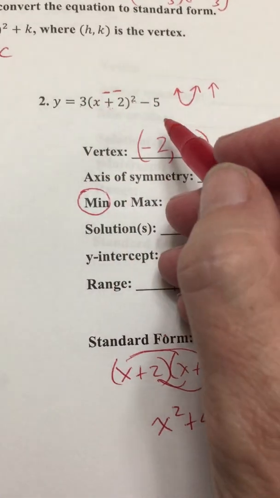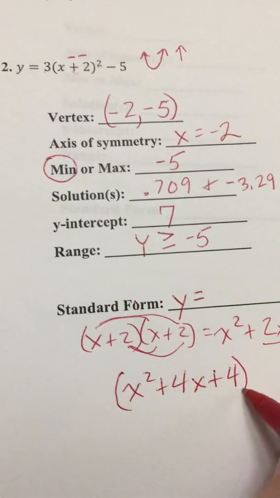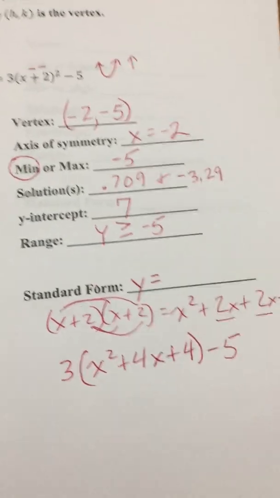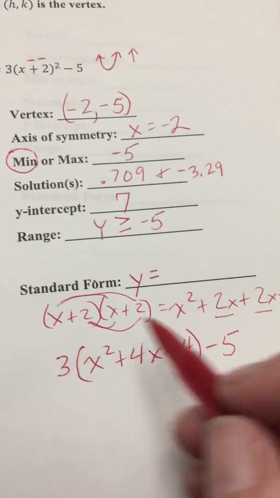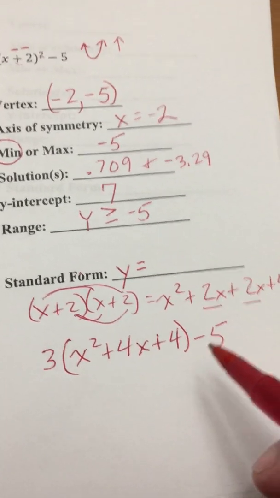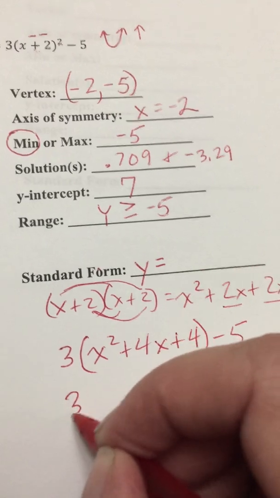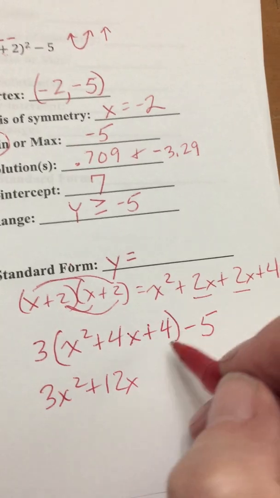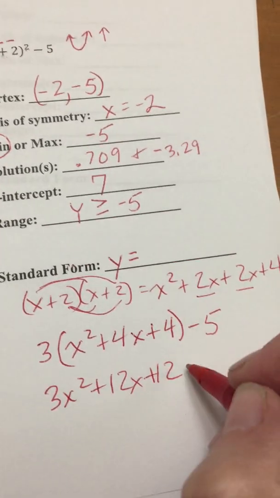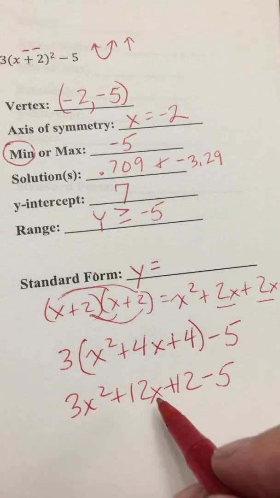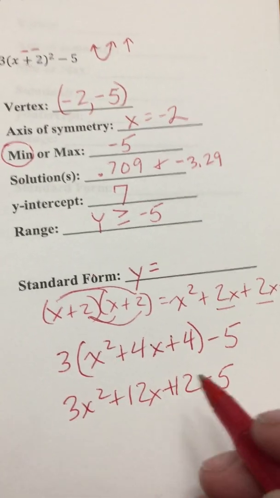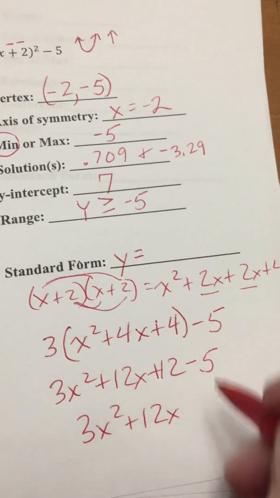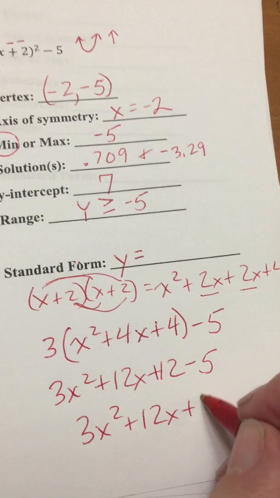So I still have a 3 sitting out front and a minus 5 on the end. So put your parentheses back around it. We got a 3 sitting out front. We got a minus 5 on the end. There we go. So now we just need to multiply with distribution, and then parentheses will be gone, and you can subtract 5 from it. So 3 times x squared is 3x squared. 3 times 4x is a positive 12x. 3 times 4 is a positive 12. And I still have a minus 5 sitting over here. So these two don't have any other like terms, but these two can go together. So this becomes 3x squared plus 12x. And 12 minus 5 is a positive 7.